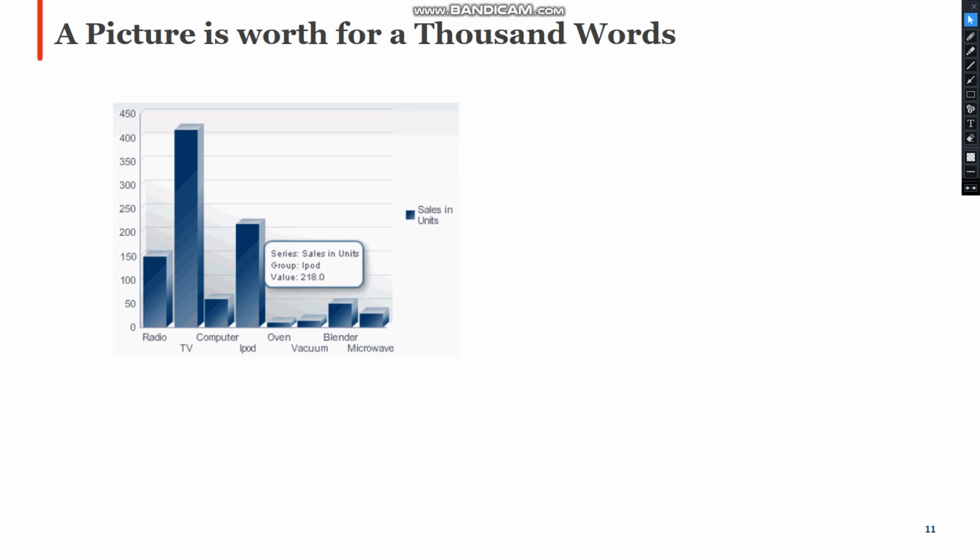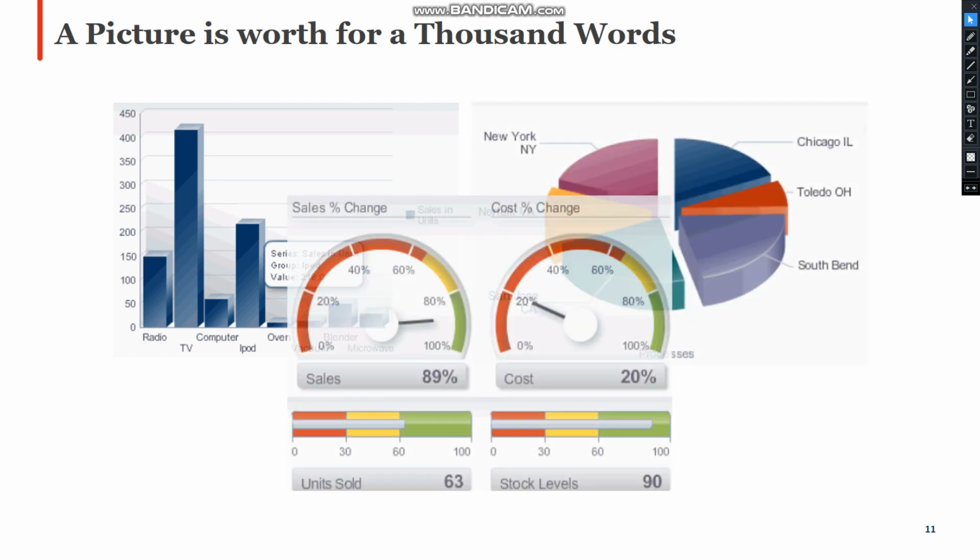Now you have every reason to learn data visualization. A picture is worth 1,000 words.